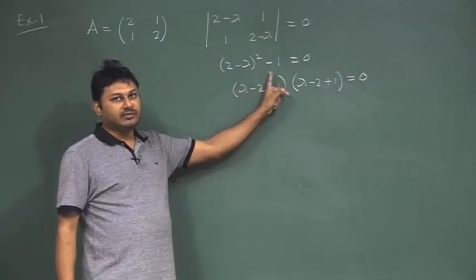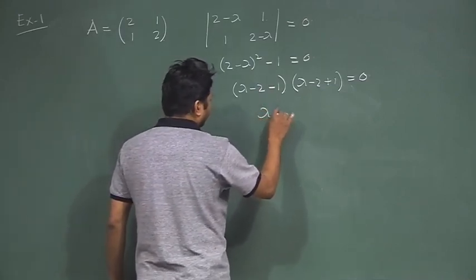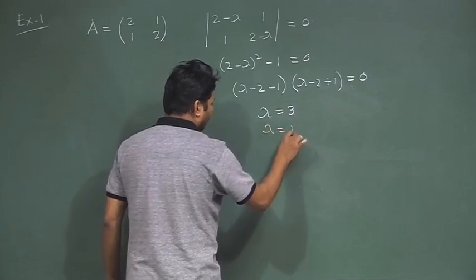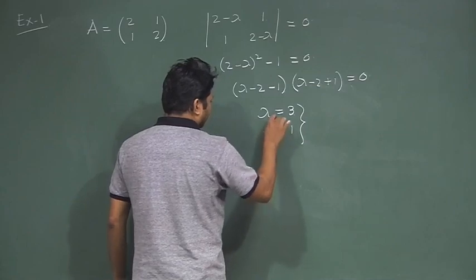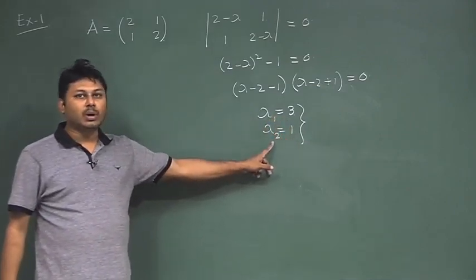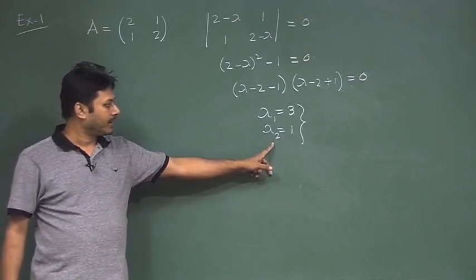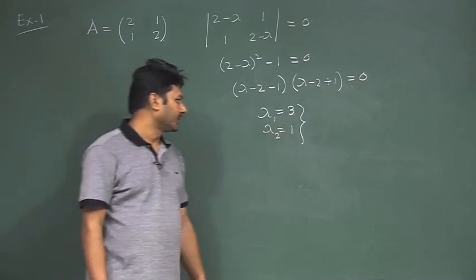A square plus a square minus b square formula, simple. So from here I have lambda equal to 3, one eigenvalue, and lambda equal to 1, another eigenvalue. Say this is my 1 and this is my 2. These are the two eigenvalues that I derive readily. Note that these are distinct.